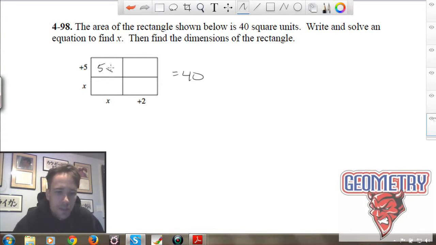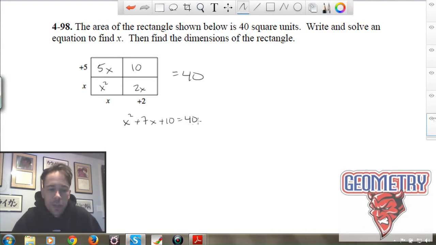So this is 5x, that's 10, this is x squared, and this is 2x. So when we add all these things together, we get x squared plus 7x plus 10 equals 40. So this is the algebraic expression on the left for the area of that rectangle. Then 40 is the actual numeric value of the area that we were given.